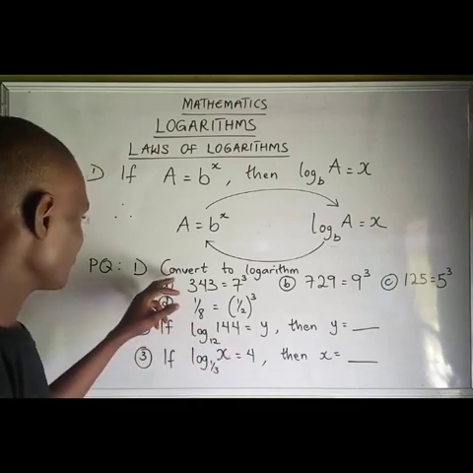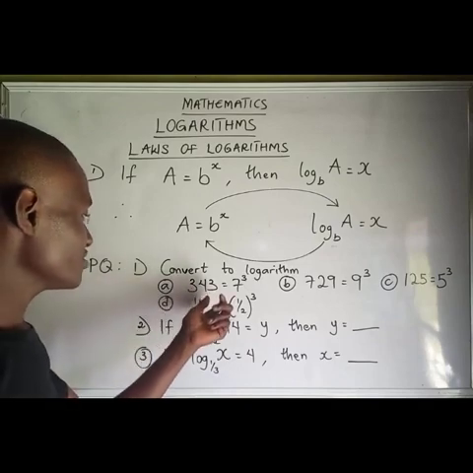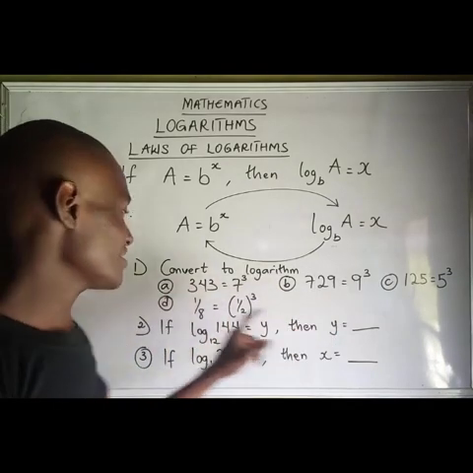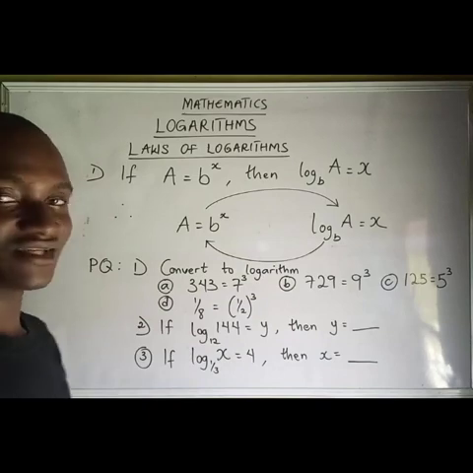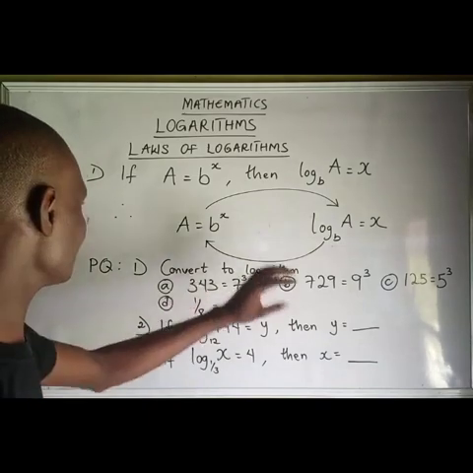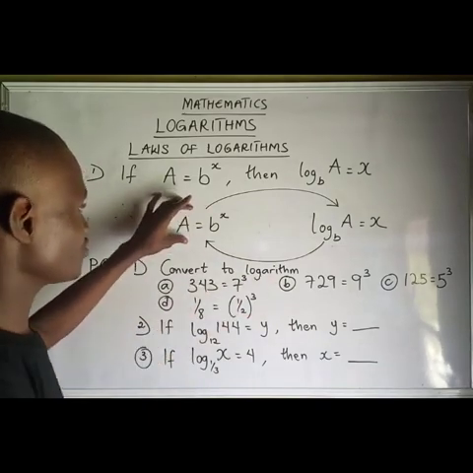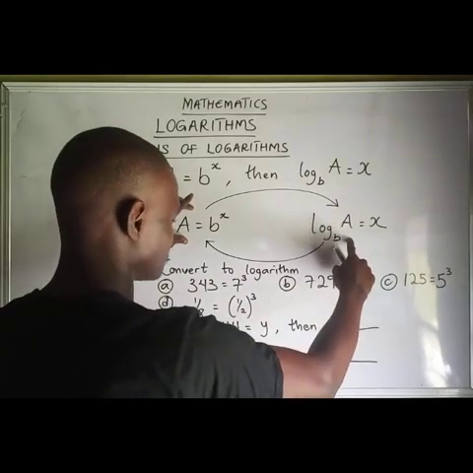Now, you want to first convert all these questions, A, B, C, and D, to the logarithm forms. You will see that their forms are already in this way, so you want to transform them to this.